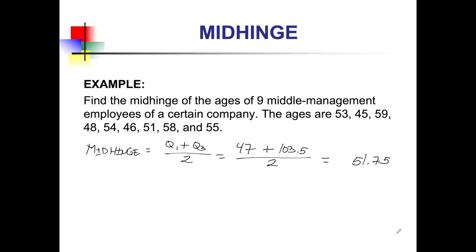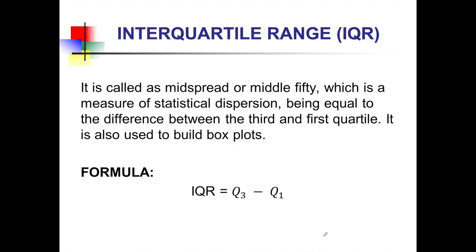Sige. Check natin kung tama tayo. Answer 51. Okay. So, tama naman tayo for the mid-hinge. Okay, proceed tayo sa next, which is the interquartile range. Kung kanina, ang kinuha natin is the average ng quartile 1 and quartile 3 for the mid-hinge. For the IQR naman, this is also called as the mid-spread or middle 50.